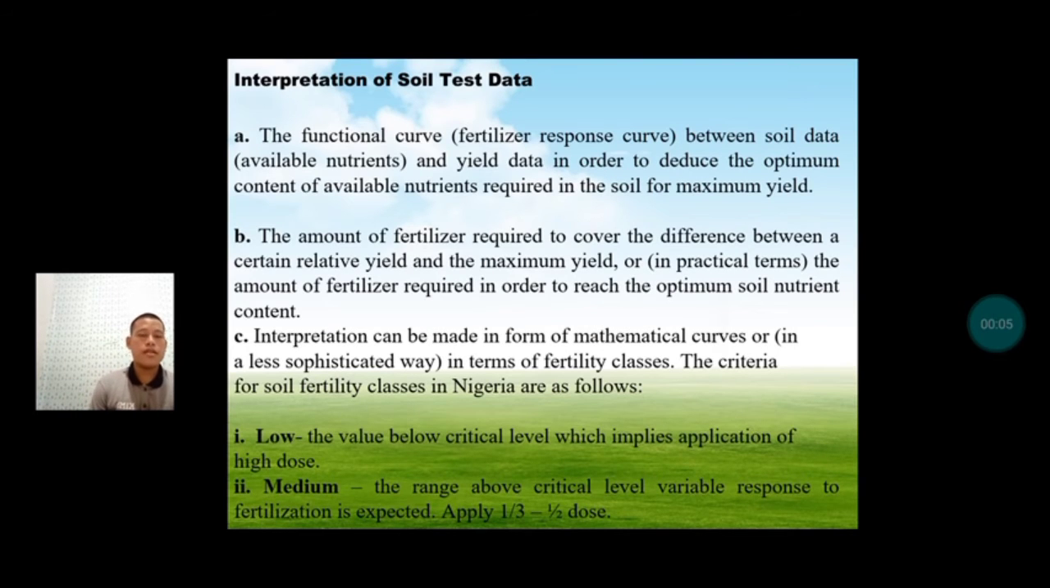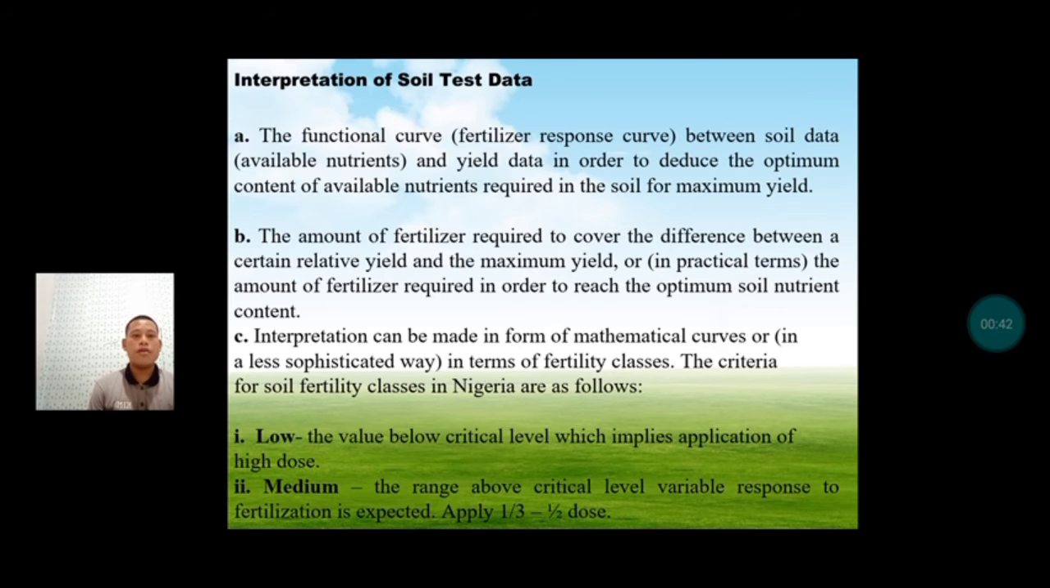Interpretation of soil test data. A. The functional curve, or fertilizer response curve, between soil data, available nutrients, and yield data, in order to deduce the optimum content of available nutrients required in the soil for maximum yield. So it means that the functional curve, fertilizer response curve, available nutrients of soil, and yield data are ways to determine what nutrients are in the soil and to supply the nutrients needed by the soil for use by plants, to have a better harvest at the end.